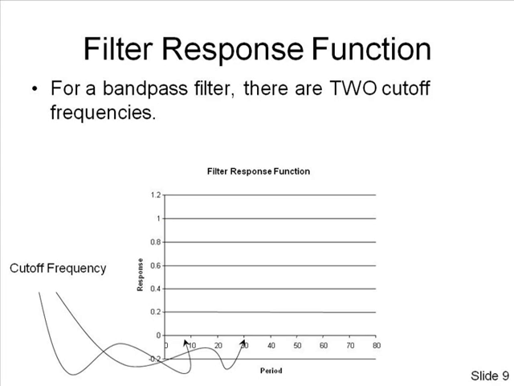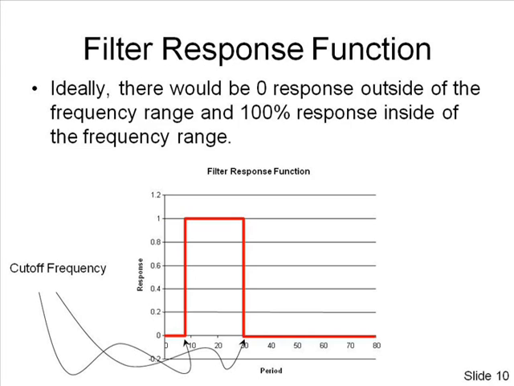In this particular case, of course, keep in mind that for a bandpass filter where you have two cutoff frequencies, a low frequency cutoff and a high frequency cutoff, your ideal filter response function would look like this, sort of a little boxcar function or a little square wave type function, where there's 0 response outside your frequency range and 100% response inside the frequency range.